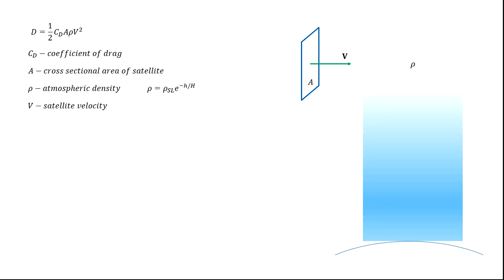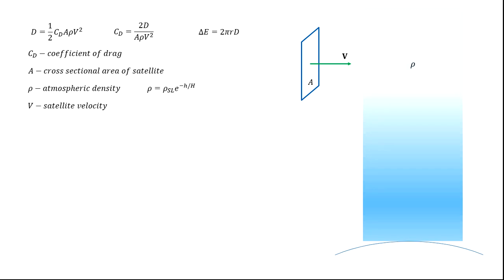Atmospheric density can be expressed by this equation. Rho sub SL is the density at sea level. Little h is the altitude, big H is the atmosphere's scale height of about 8 kilometers. The drag coefficient is determined with this equation. If you look closely, it's another form of the drag equation. The coefficient of drag is determined through empirical tests where drag force, atmospheric density, and cross-sectional area can be measured. Once measured and determined, the drag coefficient can then be used in the drag equation.